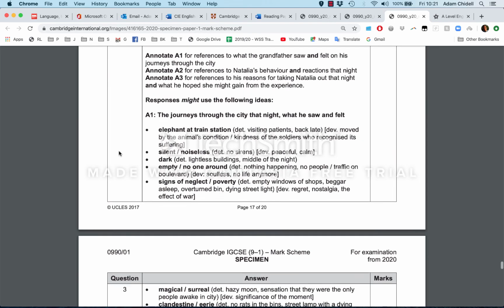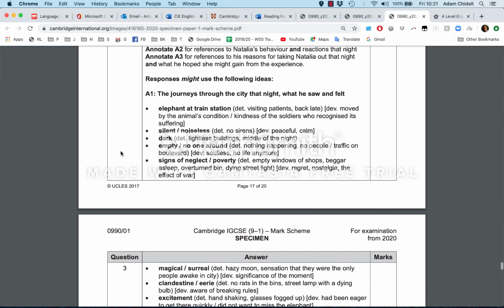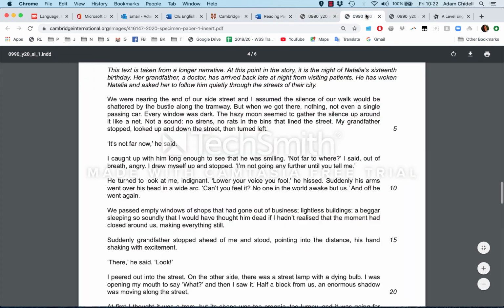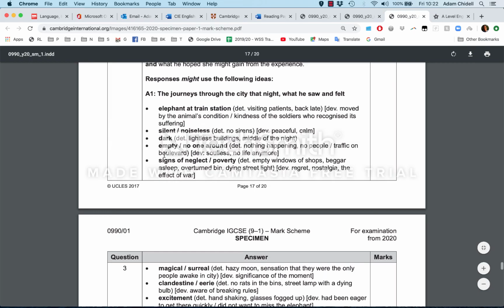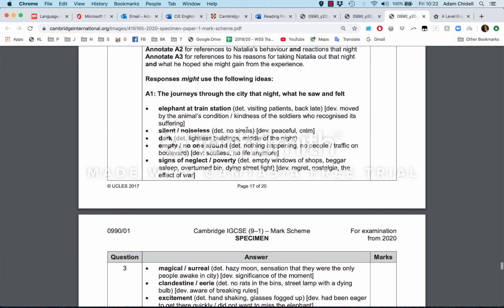Let's look at one more. Here, look, the silence, the noiselessness of the place. Then you'd pick out one of the details, the fact that there were no sirens. You can see this in the text: not a sound, no sirens. So that's your point, that it's silent. Your detail might be that there are no sirens. You'd talk about that in a little more depth.